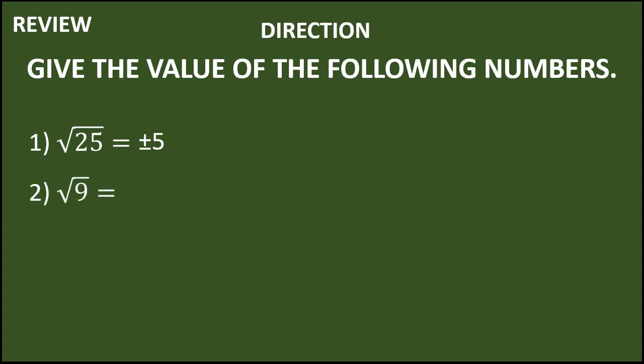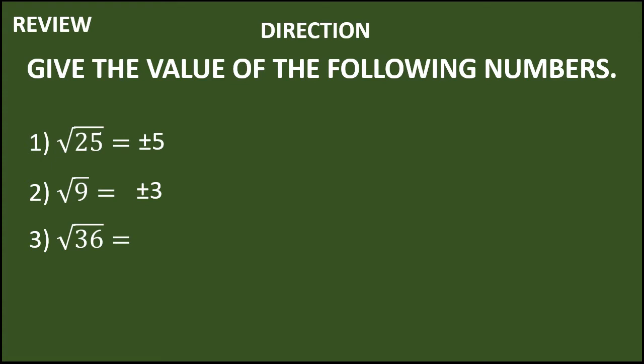For number 2, same process. Two same numbers, then when you multiply, the product is 9. So the answer is 3. Positive and negative 3. 3 times 3 is 9. Negative 3 times negative 3, the product is positive 9. So the answers are positive and negative 3.